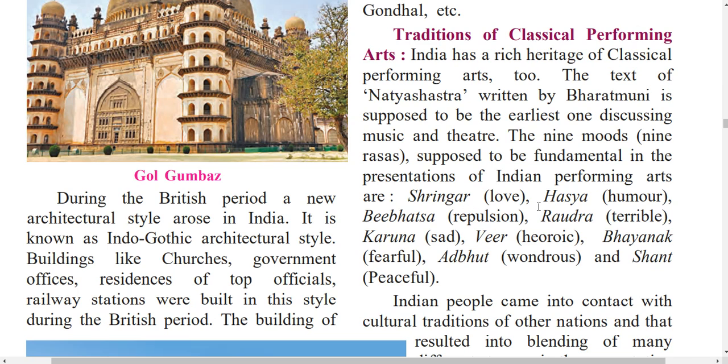Shringar, love; Hasya, humor; Vibhatsa, repulsion; Raudra, terrible; Karuna, sad; Veer, heroic; Bhayanak, fearful; Adbhut, wondrous; and Shant, peaceful.